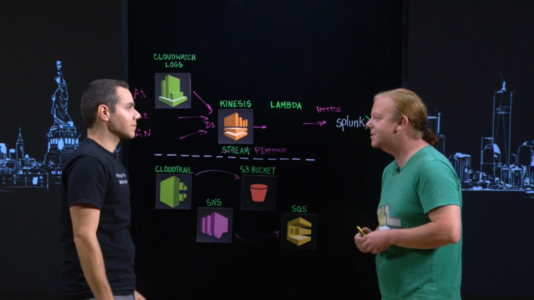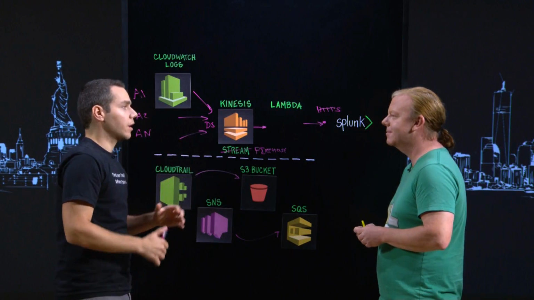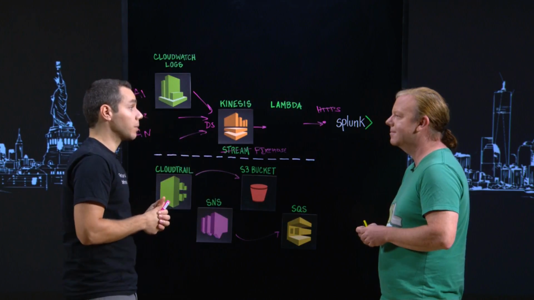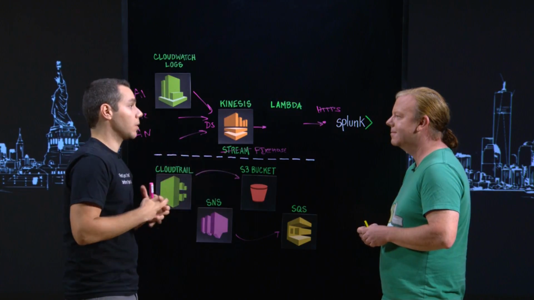How do I get Splunk? What's the easiest way? The best way to get started with Splunk is to go on the AWS Marketplace, search for Splunk, and you have the Splunk AMIs right there.